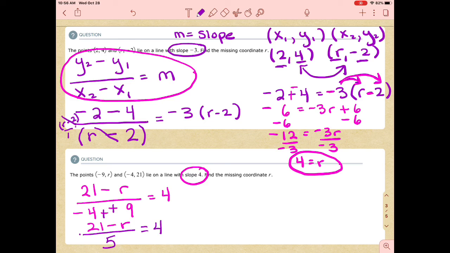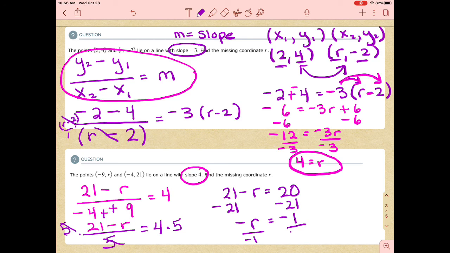And to get rid of this 5, I want to multiply by 5. So I'm going to have 21 minus r equals 20. Subtract 21. -r equals -1. And I don't want this negative. There's lots of ways of looking at this. You can think about dividing by -1, multiplying by -1, or you can maybe just think about switching the signs. Negative divided by negative is positive. So basically I have r equals 1, and that would be my answer.